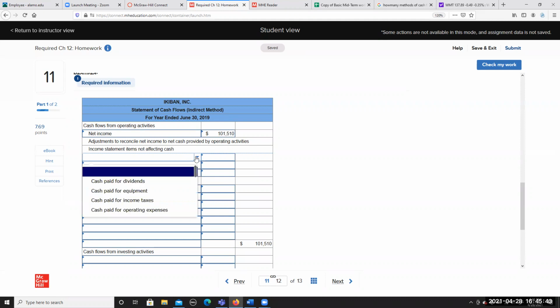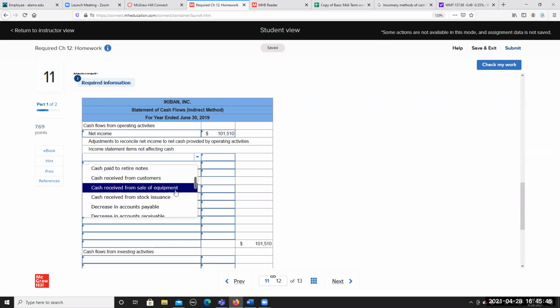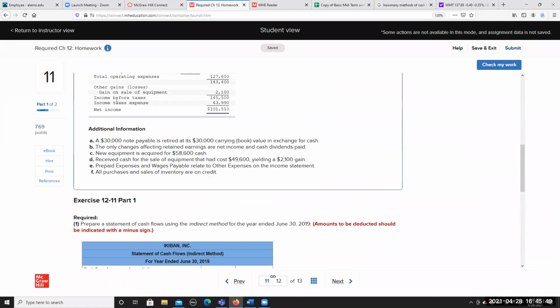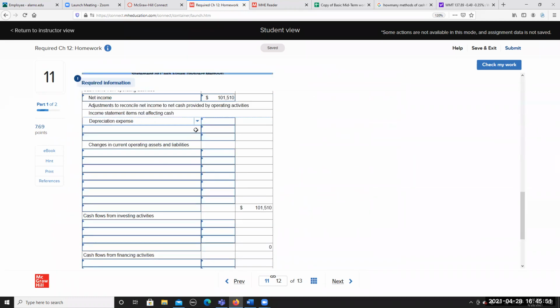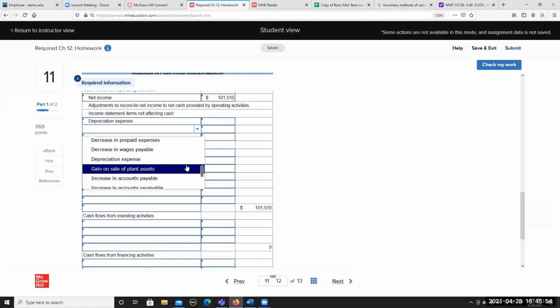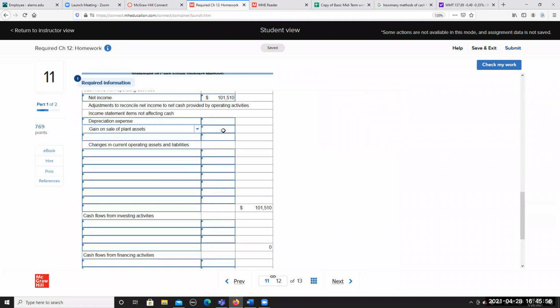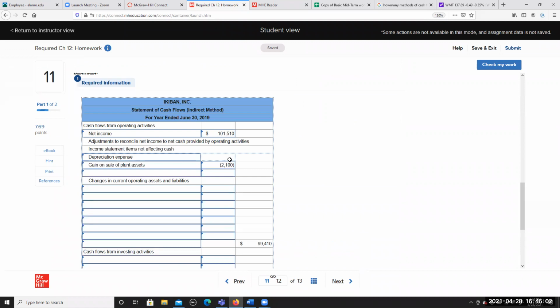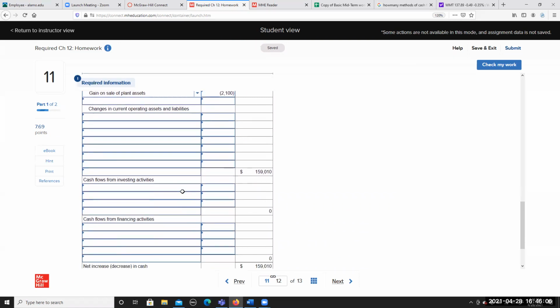What do we have non-cash? We have non-cash is depreciation. What else do we have? Gain on sale. So we have to subtract the gain. Gain on sale. So minus 2,100. What's our depreciation? 59.6. Then under operating section.